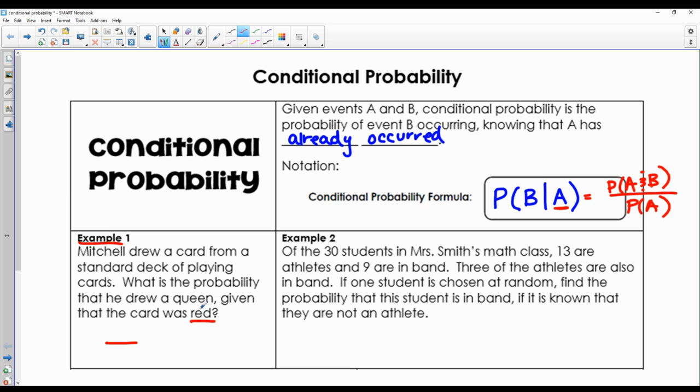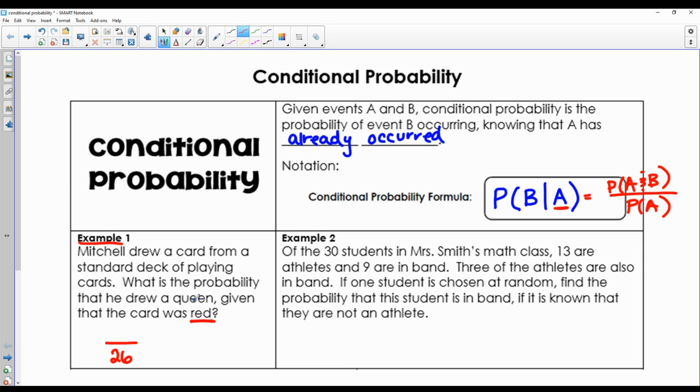Well, if you count them all up, there's actually 13 cards of each suit. So there's 2 suits that are red, the hearts and the diamonds. So 13 plus 13, there's 26 cards in my deck that are red. Okay, so that's the total number of outcomes it could be because we know that it's red.